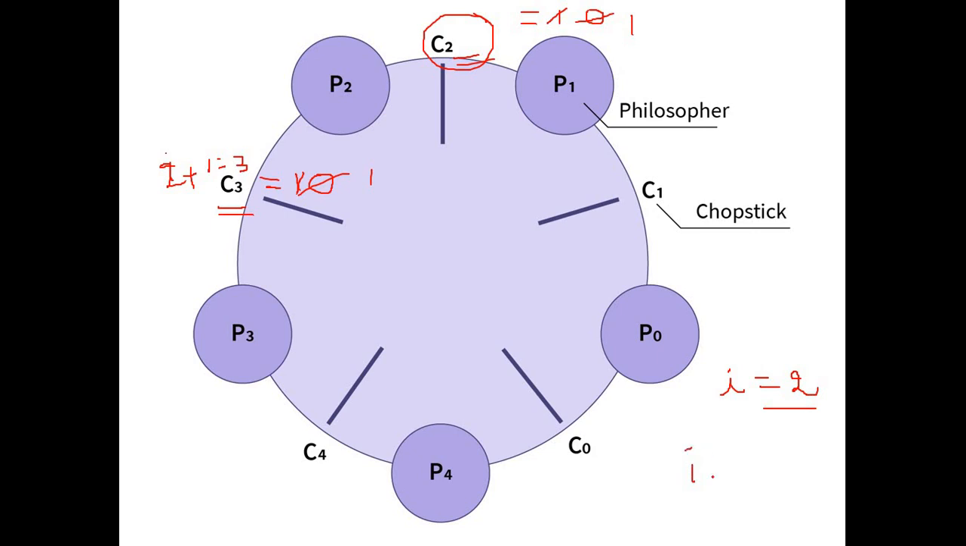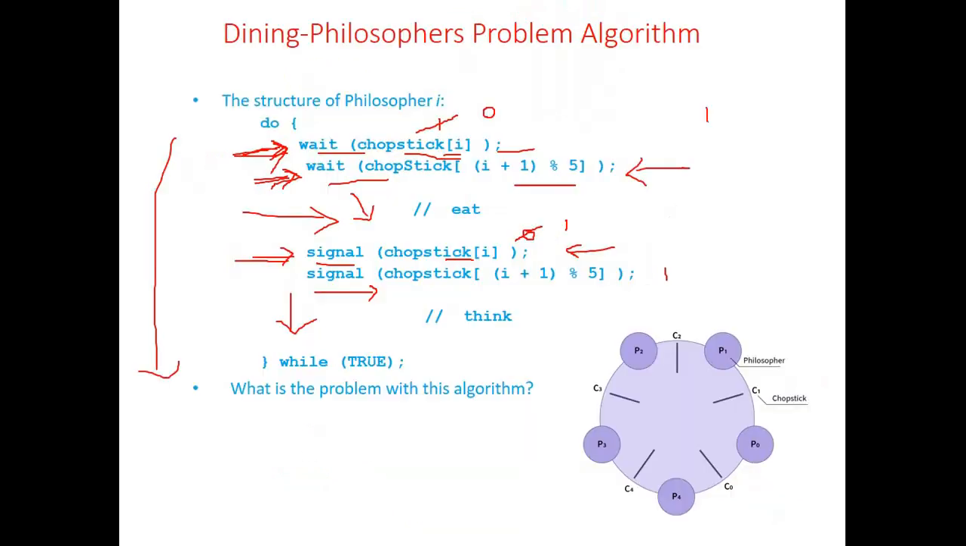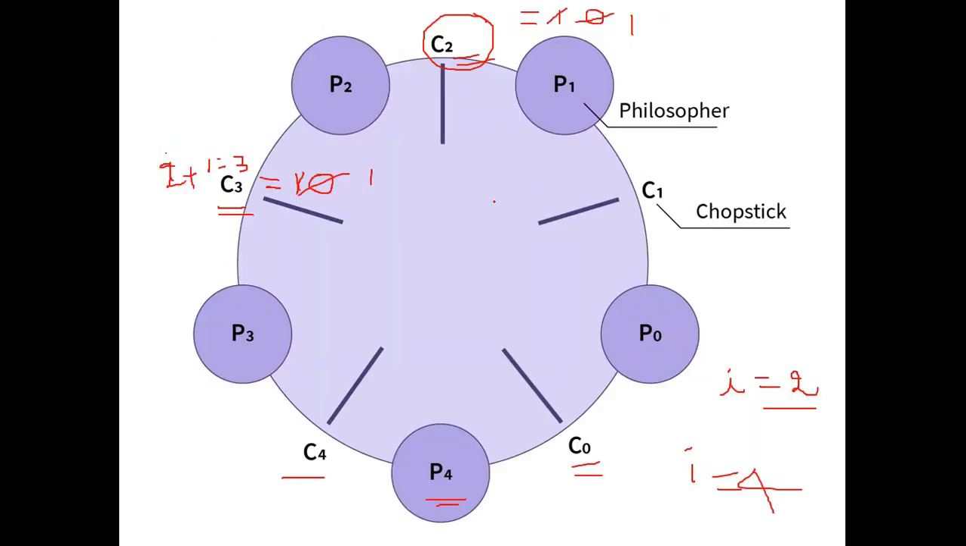For example, if I is equal to 4, what is the left chopstick and right chopstick? I is equal to 4 means the left chopstick is 4 and the right chopstick will become (I plus 1) mod 5. The 4 plus 1 mod 5 will give you 0. So the left chopstick value will be 4 for philosopher number 4, and the right chopstick will be 0 for philosopher number 4. In that way the mod function is used for generating the values from 0 to 4 in circular fashion. So what are the problems with this dining philosopher problem?